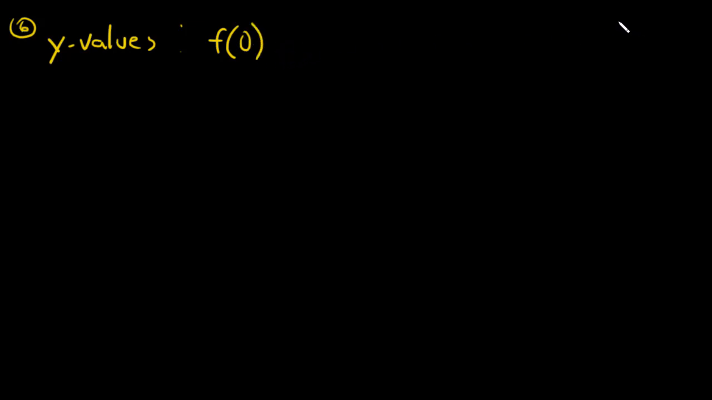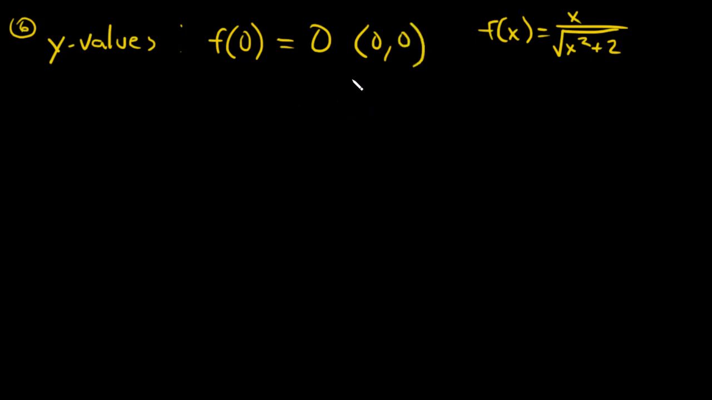Well, my original function was, what was it? I have to remember what that was. The original function was x over square root of x squared plus 2. So I have f of x is equal to x over root x squared plus 2. Well, I plug a 0 in. The top goes 0, the bottom doesn't, so that's a 0. So my inflection point occurs at the origin. Alright, but wait, there's more.